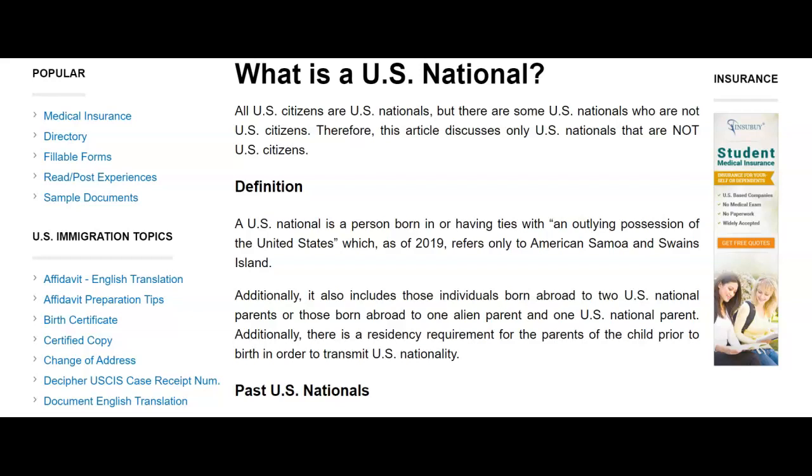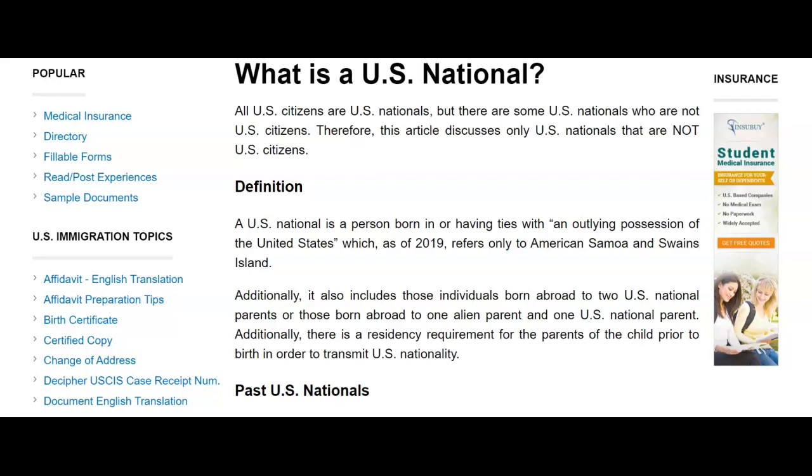Here's the definition. A U.S. national is a person born in or having ties with an outlying possession of the United States, which, as of 2019, refers only to American Samoa and Swains Island. Okay, did you understand that? A U.S. national is a person born in or having ties with an outlying possession of the United States, which as of 2019 refers only to American Samoa and Swains Island.